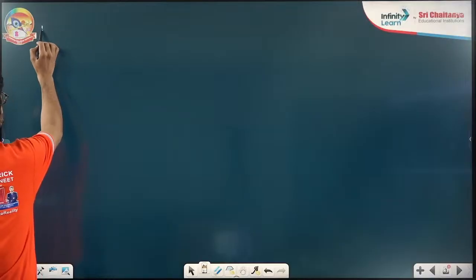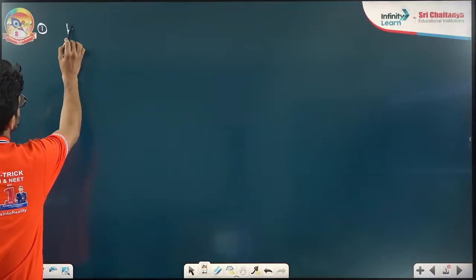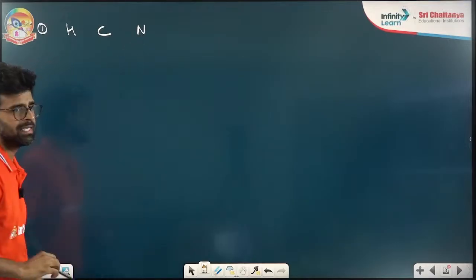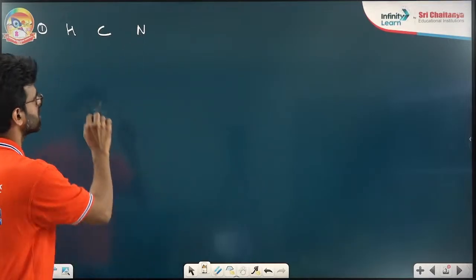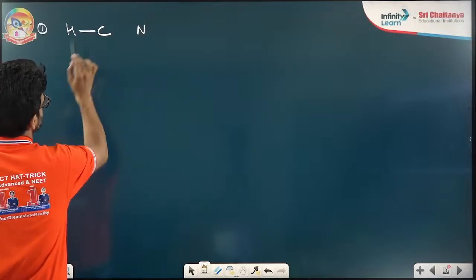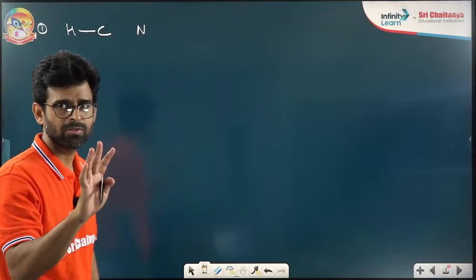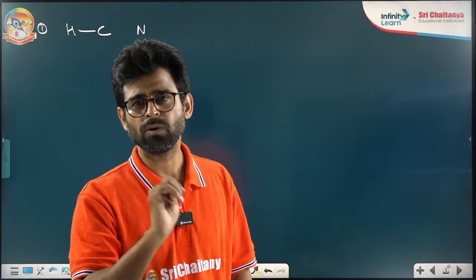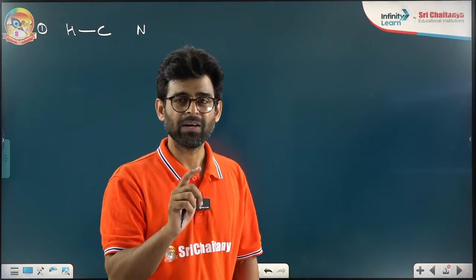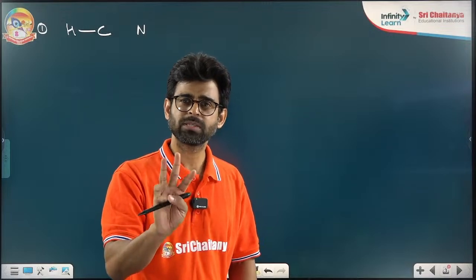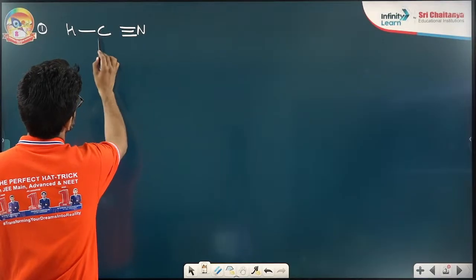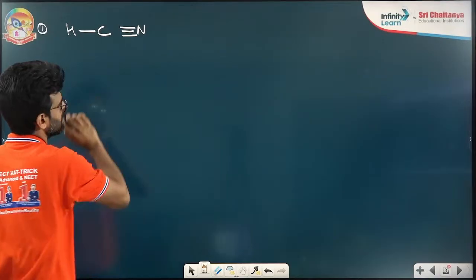First one, HCN. If you make it, we have hydrogen here, carbon here, nitrogen here. We know carbon makes how many bonds? Four bonds, normally, in general. Clear? Now, nitrogen normally makes how many bonds? Three bonds. So nitrogen is making 3 bonds here, carbon a total of 4 bonds, and hydrogen 1 bond.